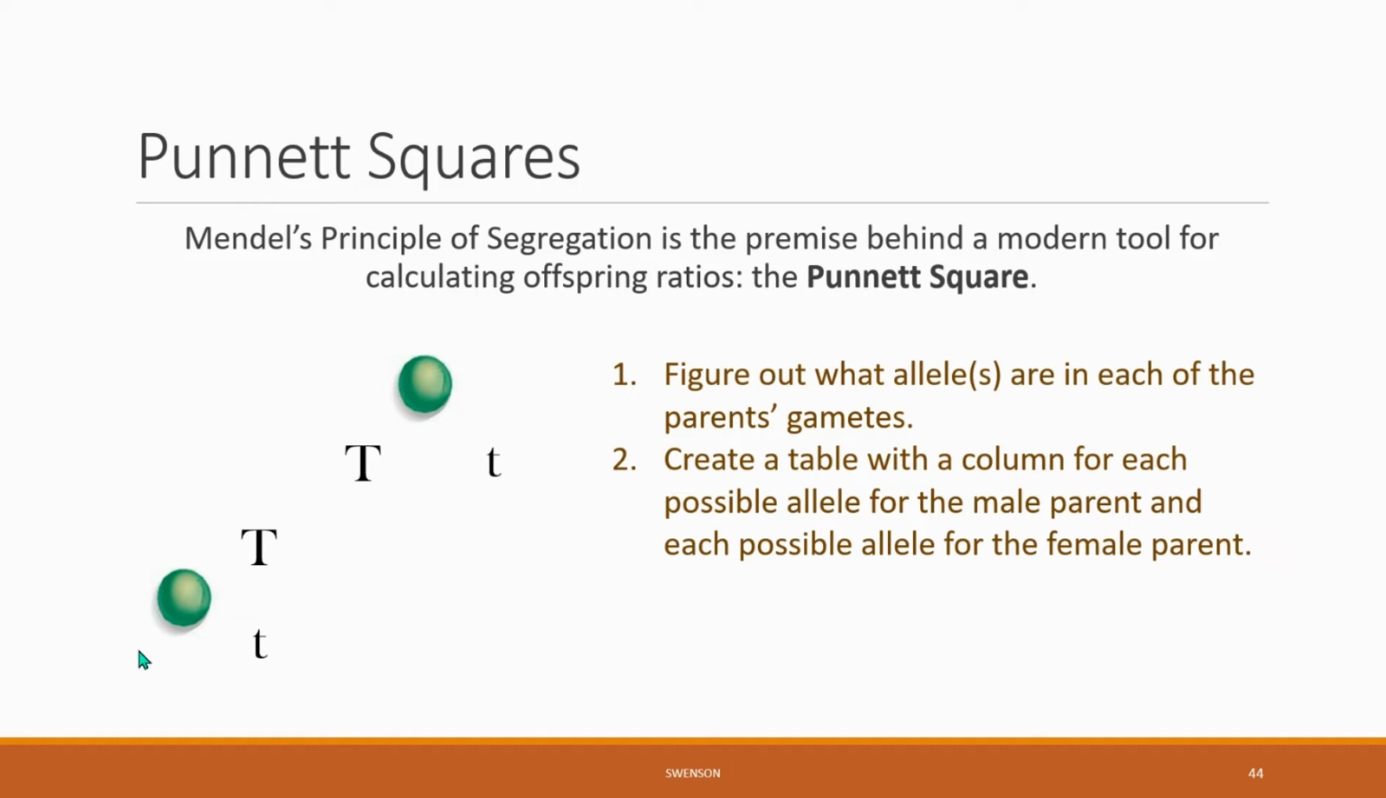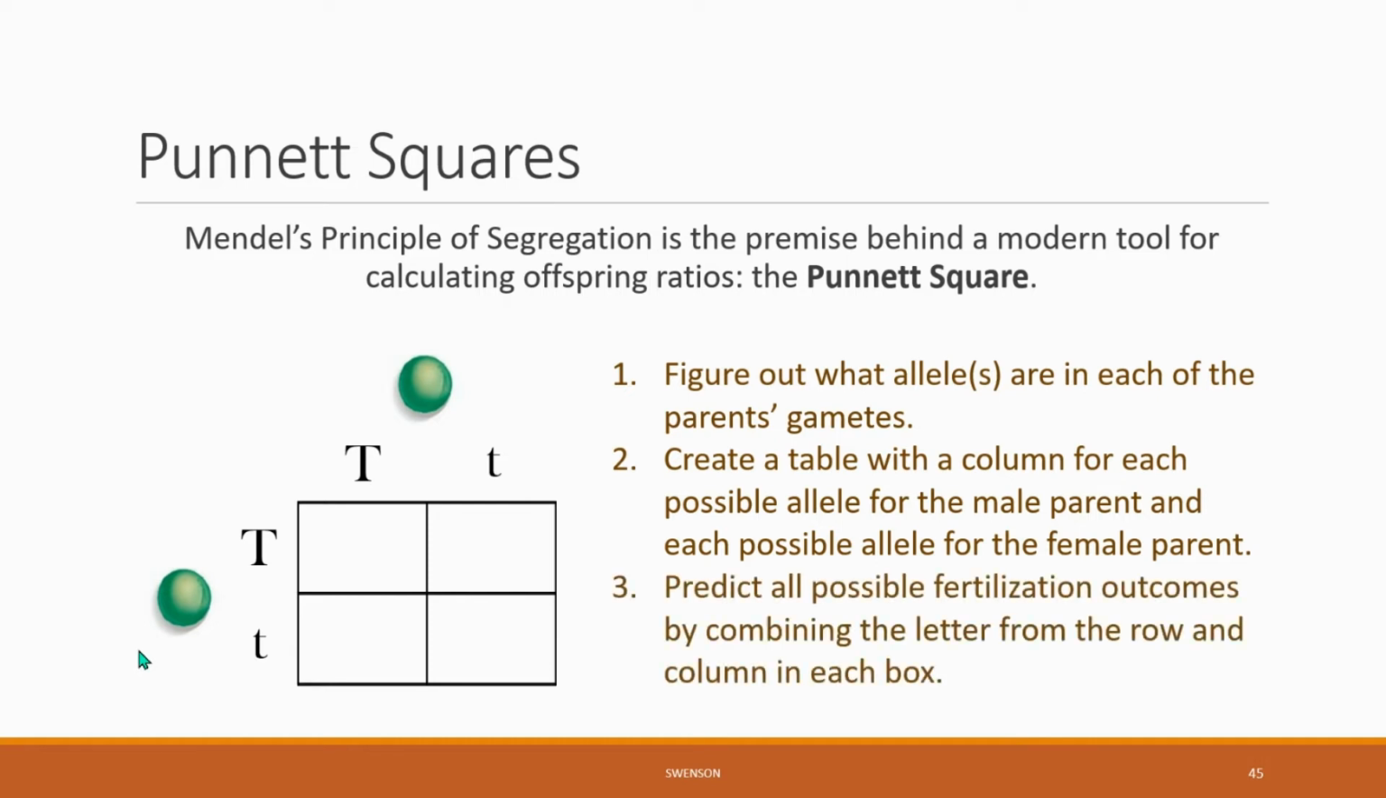Now, the second step is to create a table, with a column for each possible allele for the male parent and a row for each possible allele for the female parent. And then predict all possible fertilization outcomes by combining the letter from the row and the column in each box. So in the top left box, we have a capital T for one parent and a capital T for the other. So there's a T and a T there.